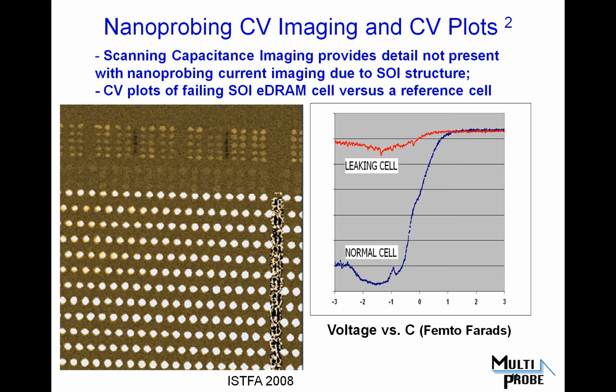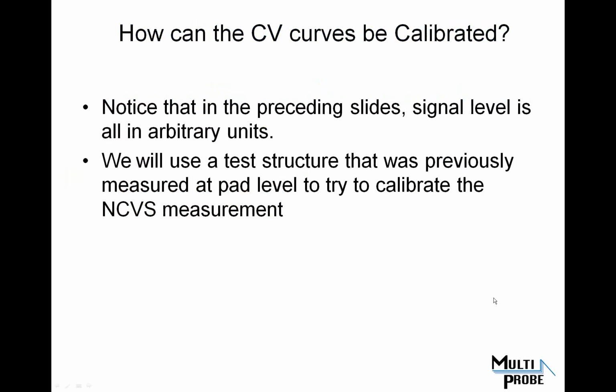But we could use that as a calibrator, but there is no inherent calibration of the sensor itself, so it's not the kind of thing that you just have a dial and you set it to a certain sensitivity, although the idea is that if you could calibrate it, you could do such a thing. All we know is that there's a very striking difference between a leaking failed cell and a normal cell in terms of the capacitance that it's able to sustain. So that is the motivation behind doing an NCVS measurement on a particularly pre-measured test structure.